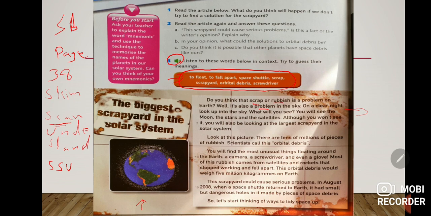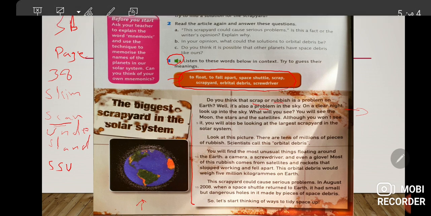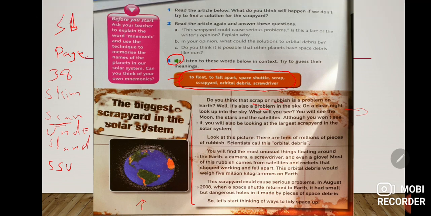Now, finally, we read the whole paragraph in order to understand it very well. Now, after finishing, I expect that you answer the questions here.